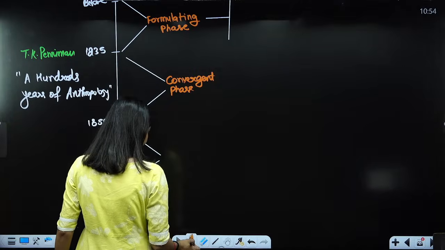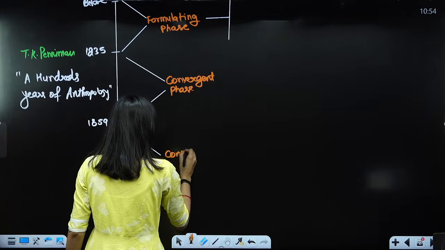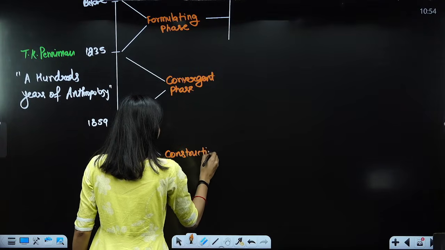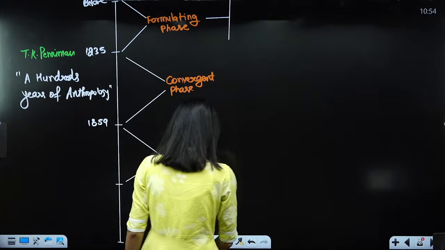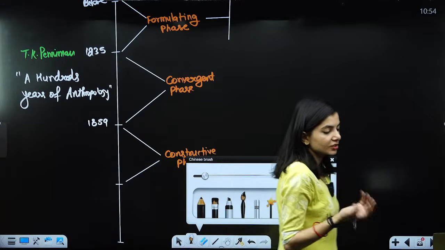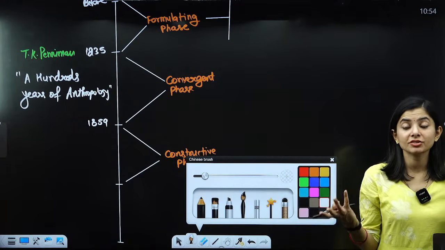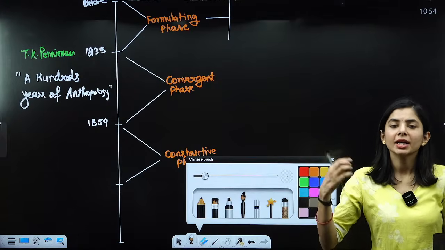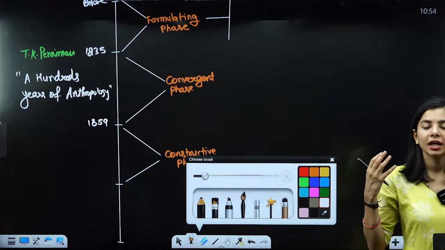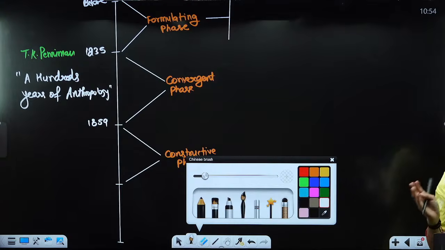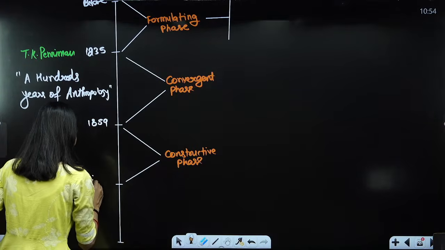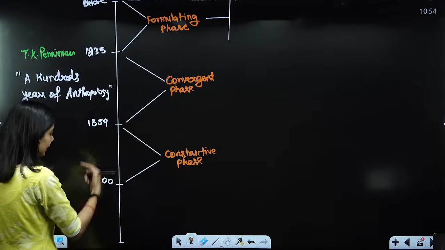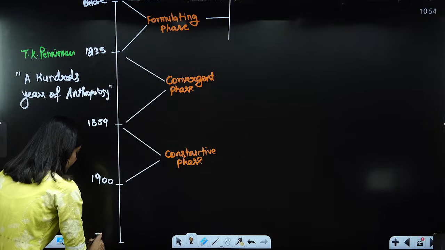And then we are having the constructive phase. The constructive phase is the one when we started having construction in terms of recognition in particular universities, getting infrastructure or funds, and a proper mechanism. So that was basically part of the constructive phase. The time period for the constructive phase is 1859 to 1900, and the next time period is till now.